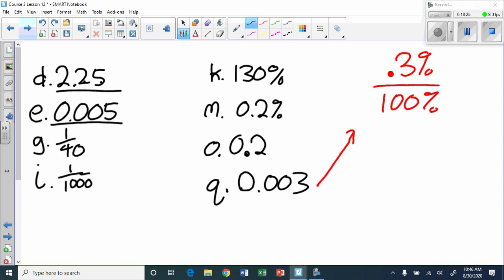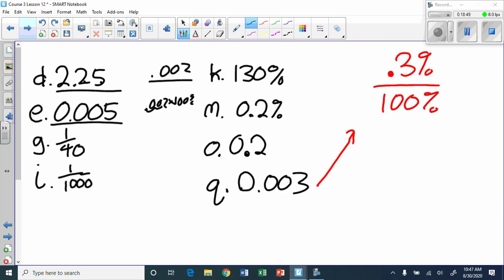M, 0.2%. If you struggled with that one, M, we got 0.002. How do we change any decimal? We multiply it by 100%. That 100% only causes the decimal to move twice, which is why it's 0.2%. O, 0.2.